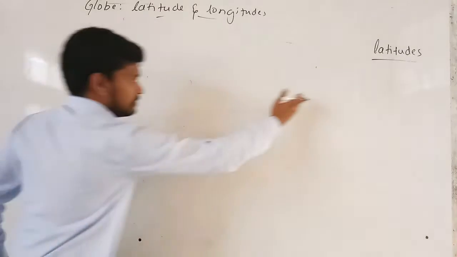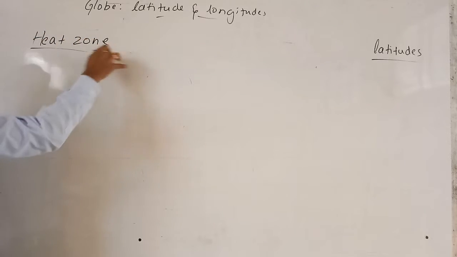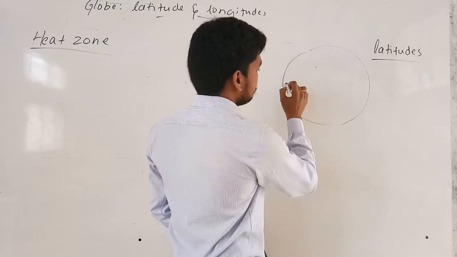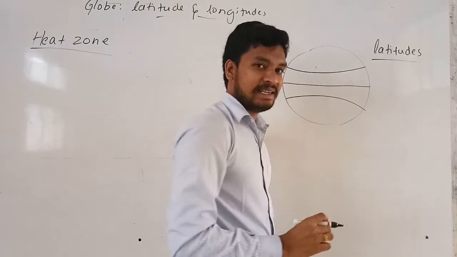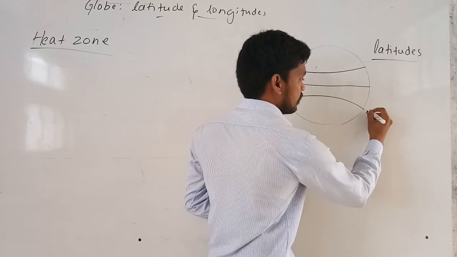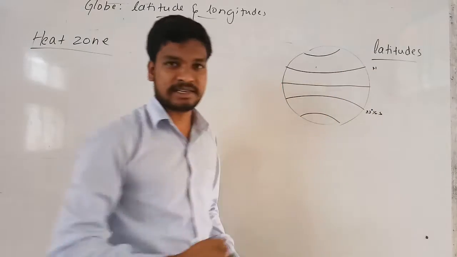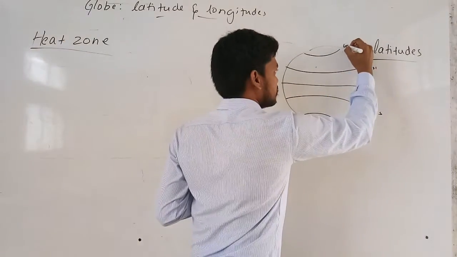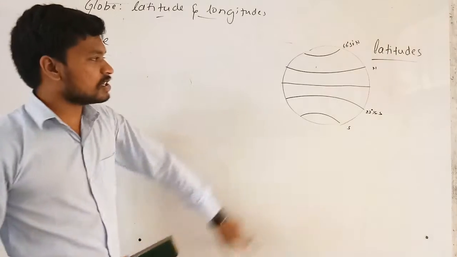So, in the last class, we continued this discussion about latitude, about the heat zones. How many heat zones do we have? Here is the Equator, then the Tropic of Capricorn and Tropic of Cancer. What is the value of these two? 23 degrees 30 minutes south and here north. Then the Arctic Circle and the Antarctic Circle are the other two important circles. What is the value of the Arctic Circle? Yes, 66 degrees 30 minutes, otherwise half minute, north and here south.